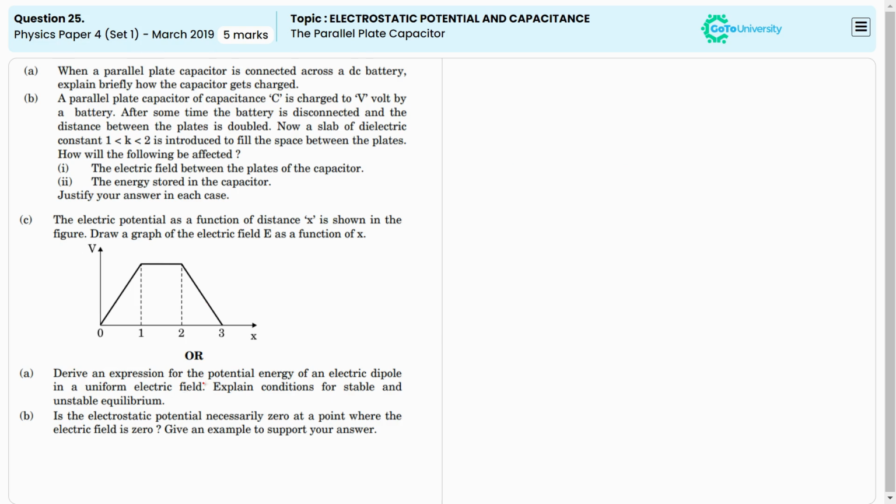Derive an expression for the potential energy of an electric dipole in a uniform electric field. Explain conditions for stable and unstable equilibrium. Okay, first we will see the potential energy of an electric dipole diagram.